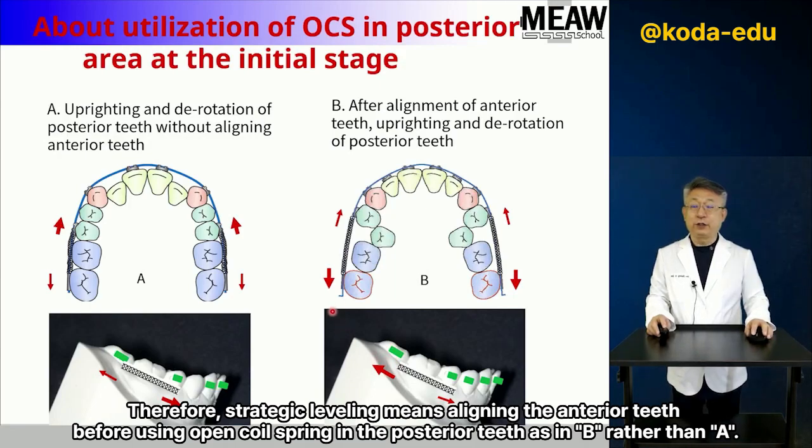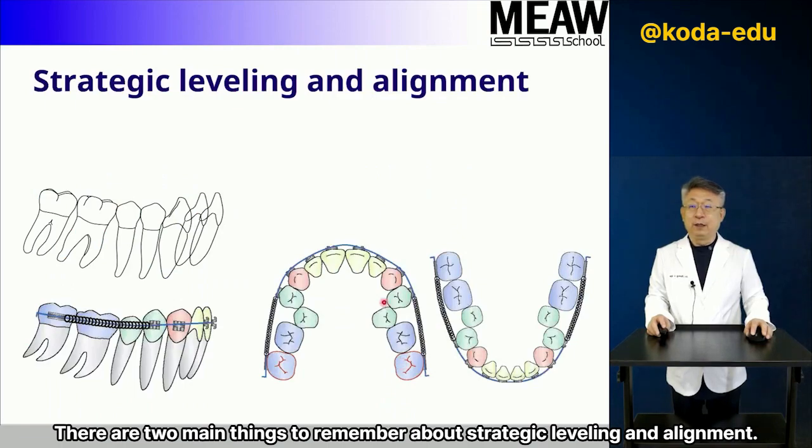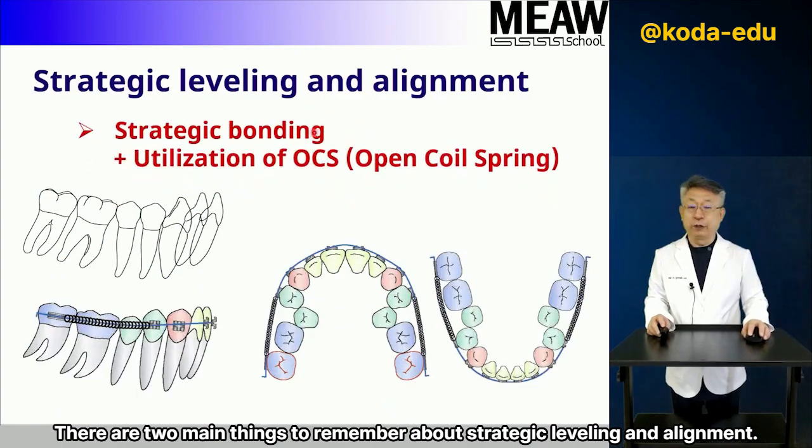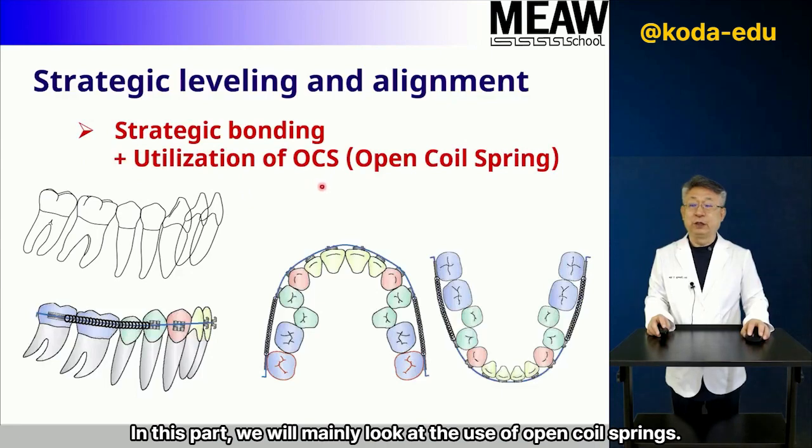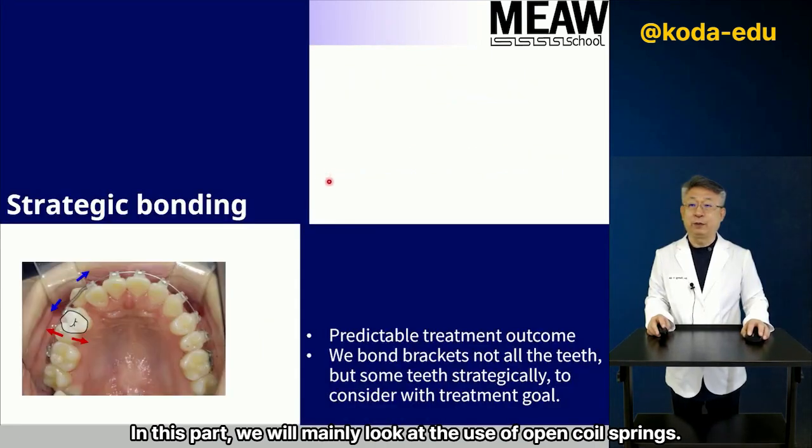Therefore, strategic leveling means aligning the anterior teeth before using open coil spring in the posterior teeth, as in B rather than A. There are two main things to remember about strategic leveling and alignment: strategic bonding and adequate use of open coil spring. In this part, we will mainly look at the use of open coil springs.